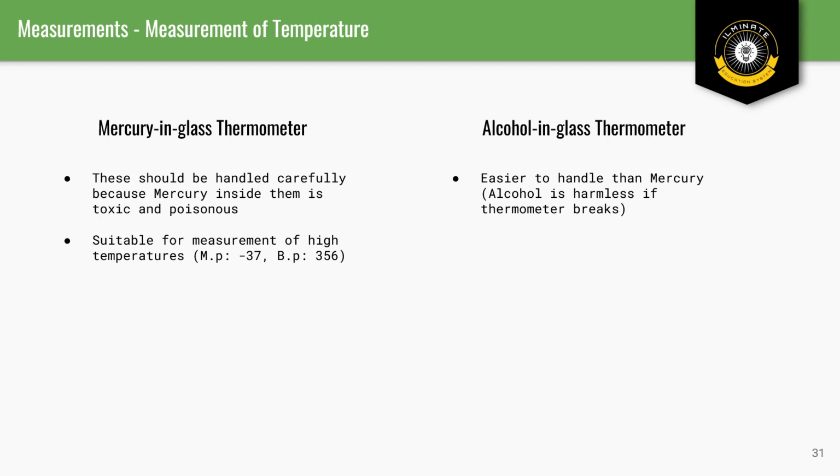temperatures. However, the alcohol's melting point is quite low compared to mercury, and its boiling point as well. So that's why we can use it for the measurement of low temperatures, such as less than minus 37. So both of these have different ranges according to their melting and boiling points. And even though you're not required to memorize these, it's better if you know that.